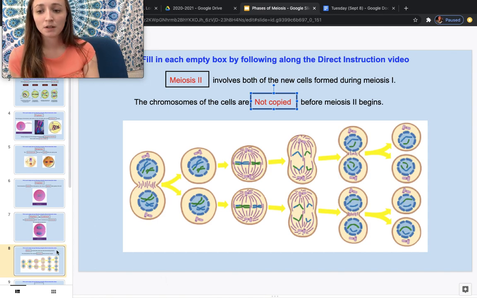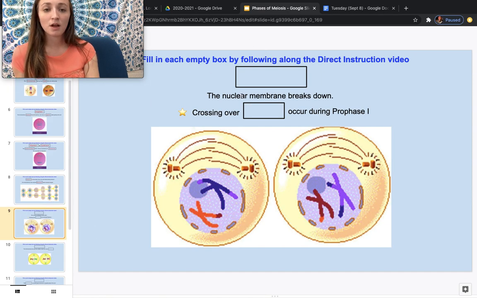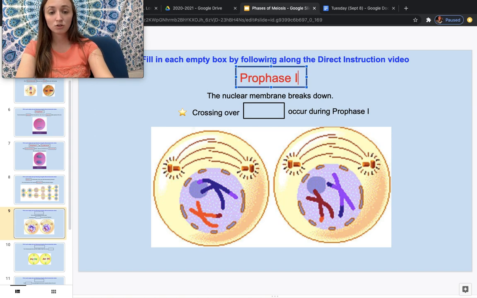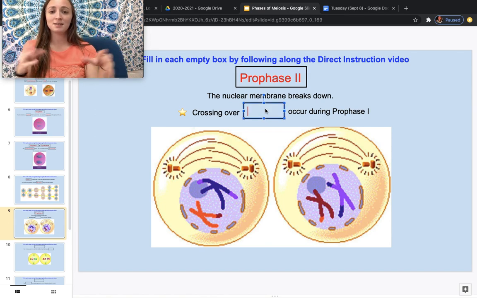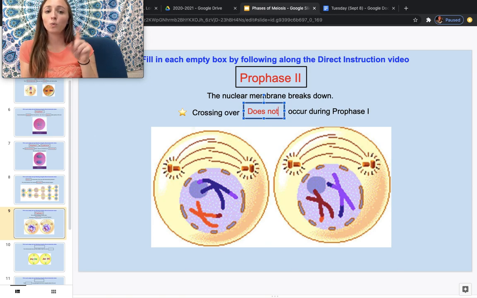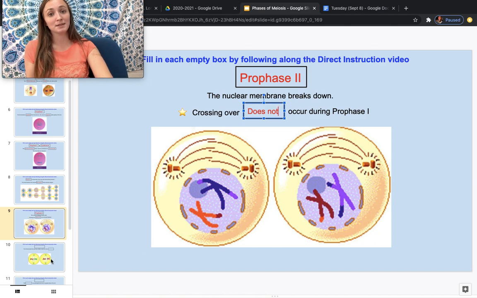Okay, so what actually happens? Step 1 in meiosis 2 is, again, we're going through PMAT all over again, so it's going to be prophase 2. Easy. Because it's prophase, that nuclear membrane, or nucleus, is going to break down, but this time you do not have crossing over. Crossing over, where those chromosomes swap the genetic information, only happens during prophase 1. The very first step, and then never again. No crossing over.